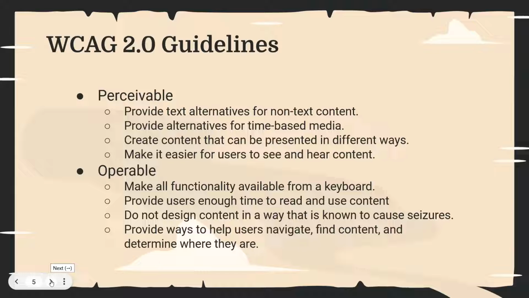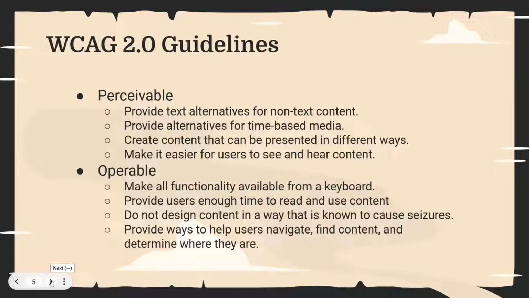Operable, so making all functionality available, let me try that again. Make all functionality available from a keyboard. If you're only accessing a computer with a keyboard, think about moving a mouse. If you are not looking at the screen, finding where to click with a mouse is very difficult. So think about making content so that you can use either the tab function or the up and down, which is all on the keyboard.